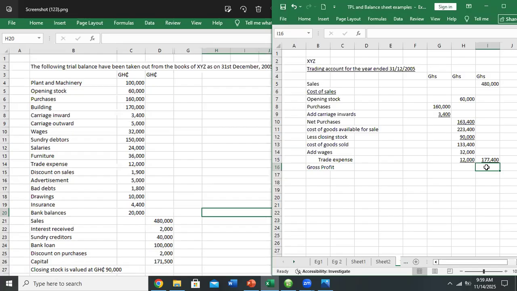Oh, sorry, we are subtracting and not adding. We are lessening the cost of sales from the sales. So it should be a subtraction and not addition. $302,600. Okay, thank you. So this is your gross profit, and that ends the trading account.